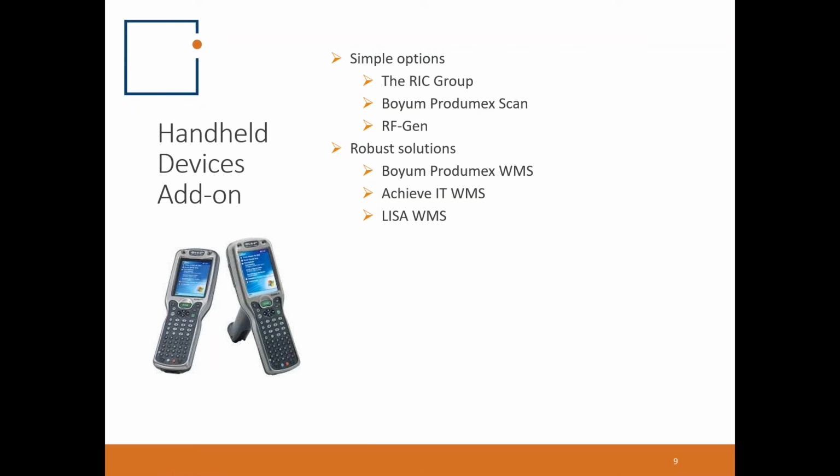You want to make sure first that you have a structure of the warehouse and that you have, of course, Wi-Fi mapped in the whole warehouse. But the solutions we work with that are simple and straightforward, also with lower investment, are RF-SMART Group, Boyum, Prodomex Scan, and RFgen. And the more robust solutions are Prodomex WMS, the Achieve WMS, and Lisa WMS.